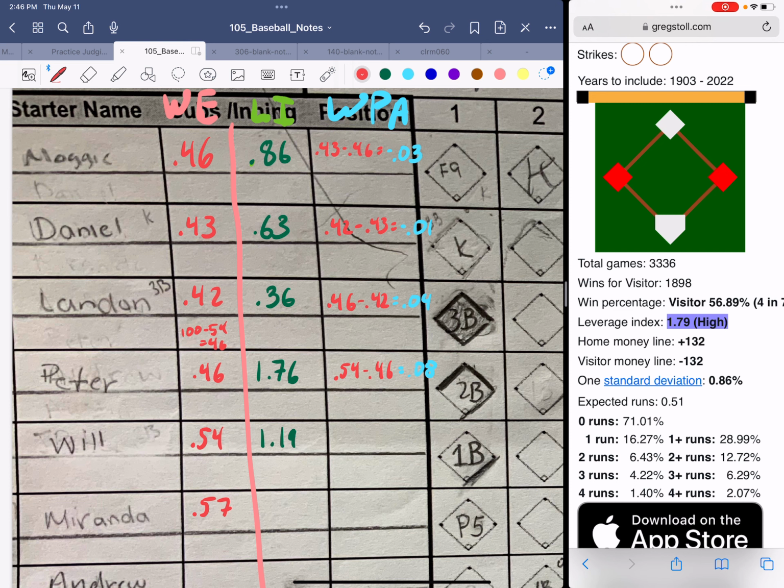So what we say is, okay, maybe I'm not going to show my work this time, but maybe we can see that Will's win probability added was 0.03. Try to see if you can figure out why that's the case. Maybe that needs to pop a little bit more.